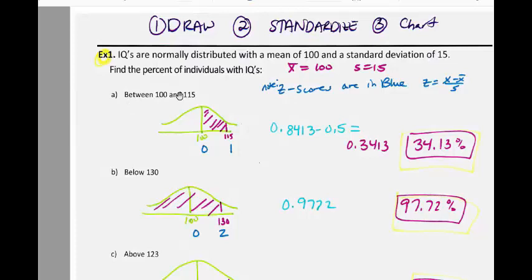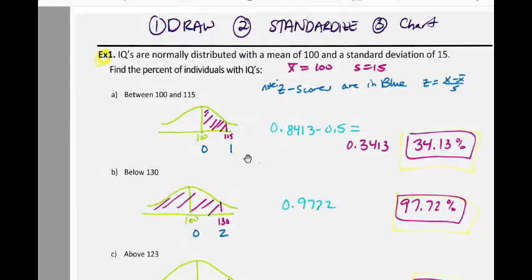Now, you'll notice here, I always start by drawing that green shape, which is my normal curve, and my mean is 100, which means that's the center spot for my normal curve. That always standardizes to 0, so you don't have to do that one. So this one says between 100 and 115. So the 115 I need to standardize. My z-score, remember, we used x minus x bar over s. So I plugged in 115 minus 100 divided by 15, which gave me the 1.